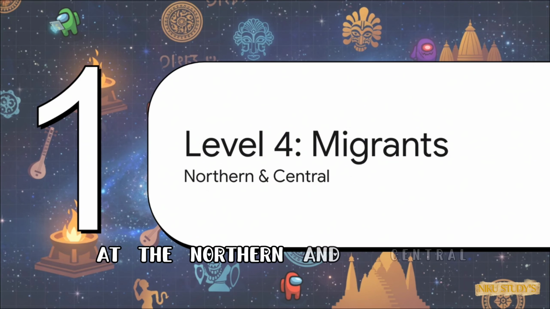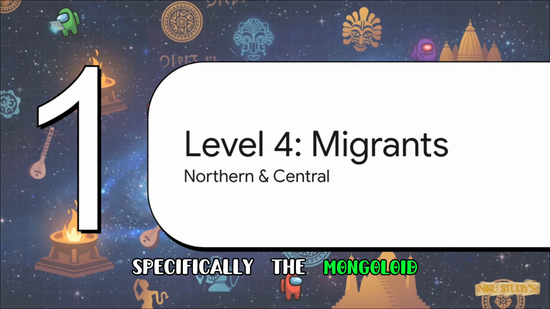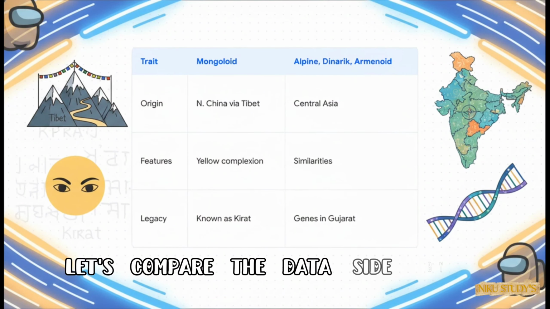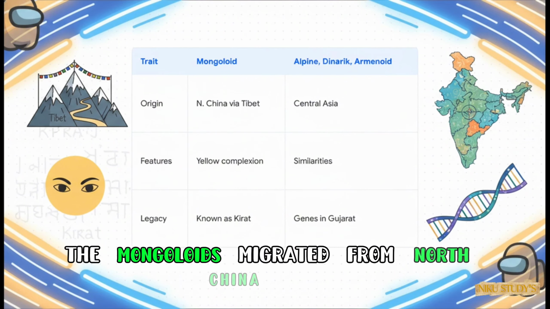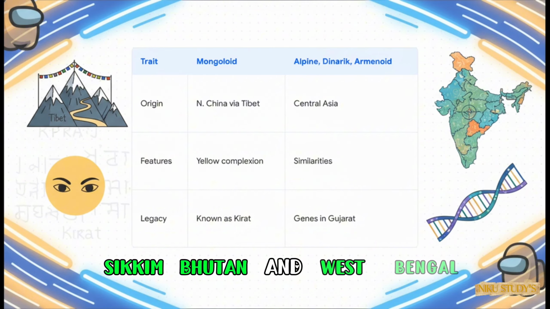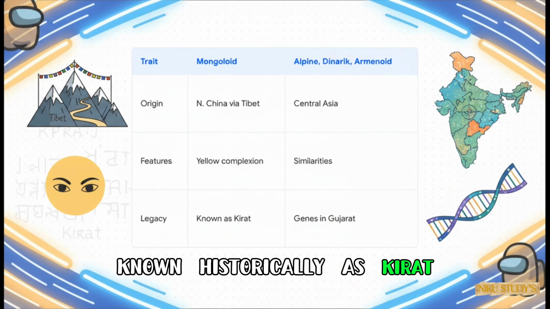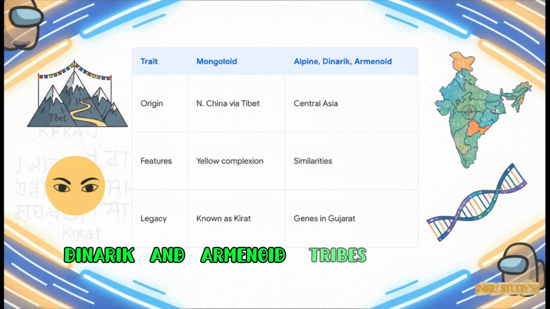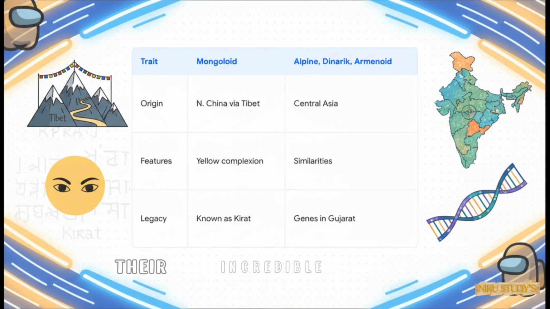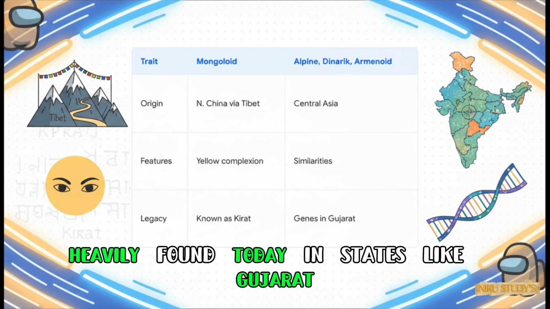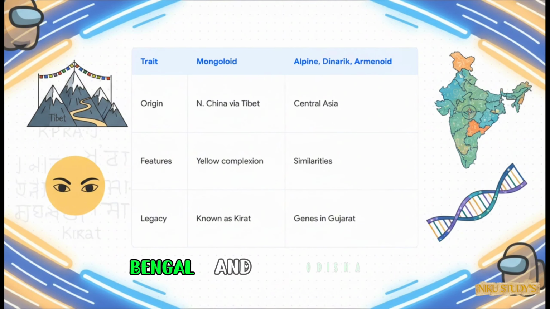We're taking a look at the northern and central migrants, specifically the Mongoloid, Alpine, Dinaric, and Armenoid tribes. Let's compare the data side by side. The Mongoloids migrated from North China via Tibet, eventually settling in places like Assam, Sikkim, Bhutan, and West Bengal. Known historically as Kirata, they had a distinct yellow complexion, chubby cheeks, and almond-shaped eyes. In contrast, the Alpine, Dinaric, and Armenoid tribes migrated from Central Asia. Their incredible genetic legacy maps directly across India, heavily found today in states like Gujarat, Saurashtra, Maharashtra, Bengal, and Odisha.